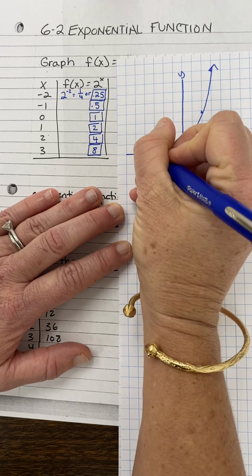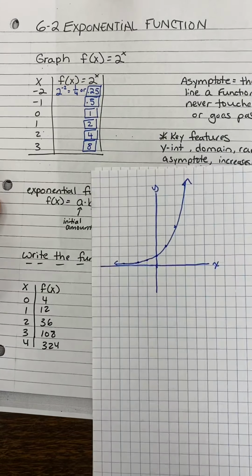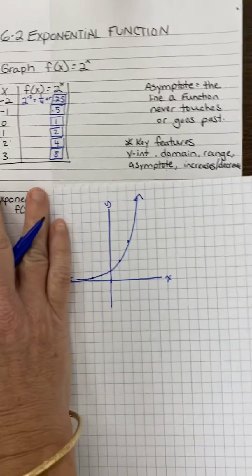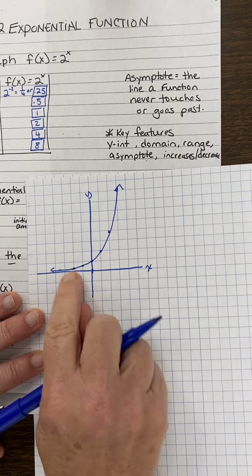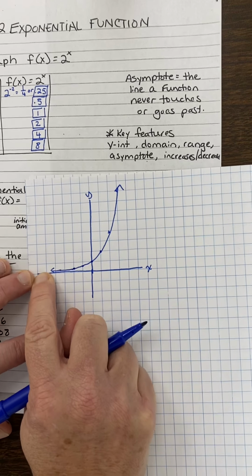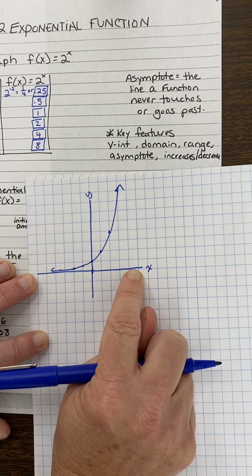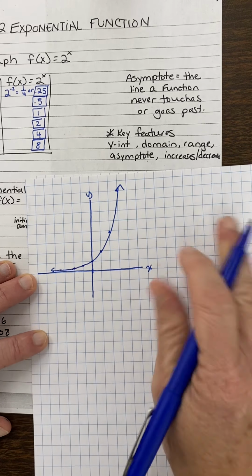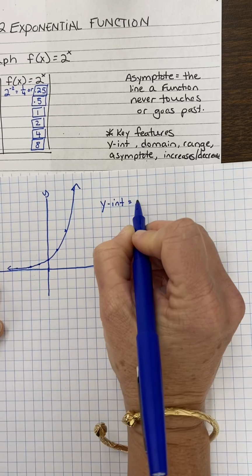And there are certain key features that I want to make sure we go over. I wrote this down so I would not forget the key features. The first one is the asymptote, and it would be 0 because the graph is going to get closer and closer to 0, but it is never going to cross this 0 line. Okay, the y-intercept. So the y-intercept is 1.